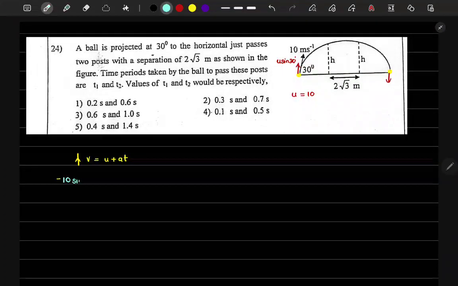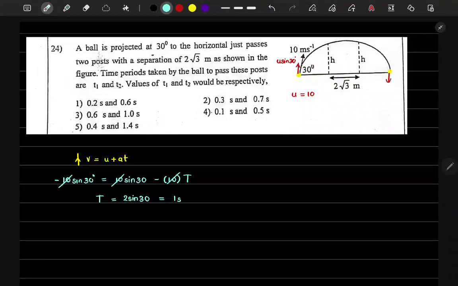So the final velocity would be 10 sin 30, because the inclination is 30, the projection angle is 30. Initial velocity would be 10 sin 30. This is negative because it's downwards, and we have the gravitational acceleration downwards, so it's minus 10 into capital T, the time taken, or the flight time. So 10 is a common term here. Then T equals 2 sin 30. Sin 30 is half, so the time taken is 1 second.